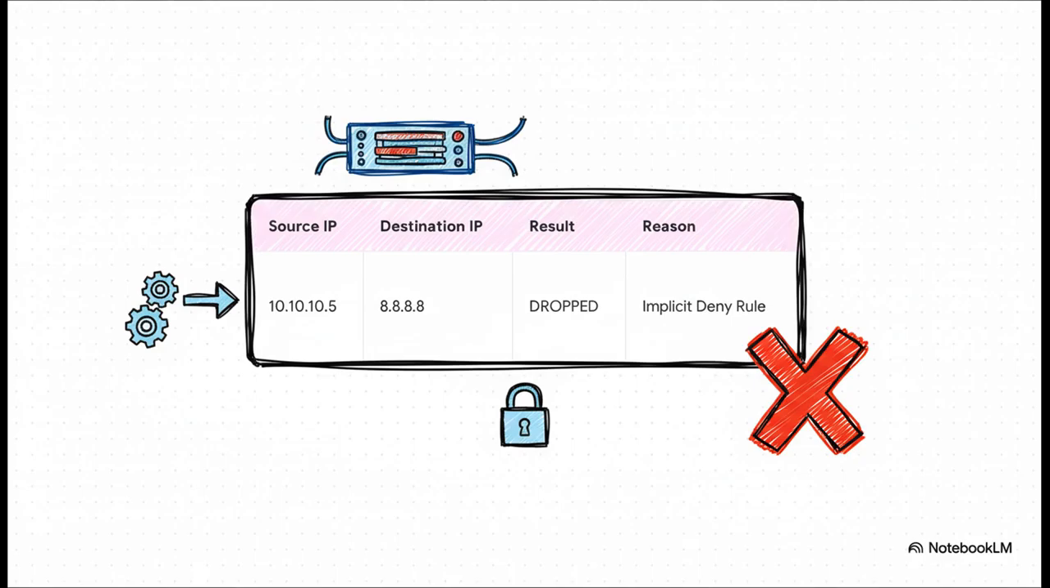And here's what it tells us. We can see that traffic from our internal network going to a public address was dropped. But the reason column is the most important part. Implicit deny rule. This is the invisible, unwritten rule that lives at the very bottom of every single ACL. And all it says is deny everything else. So if your traffic doesn't match any of the nice rules you wrote, it slams into this final wall. Packet Tracer makes finding these kinds of problems incredibly easy.